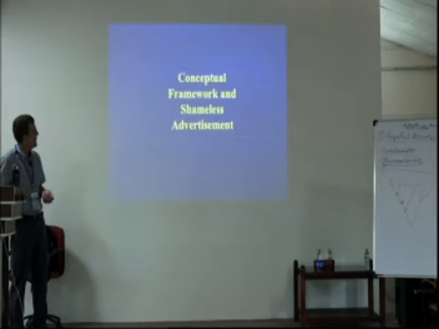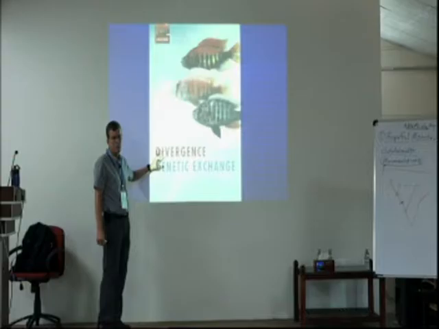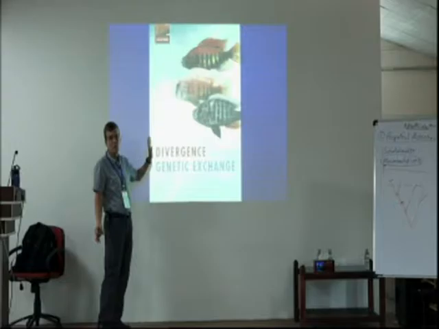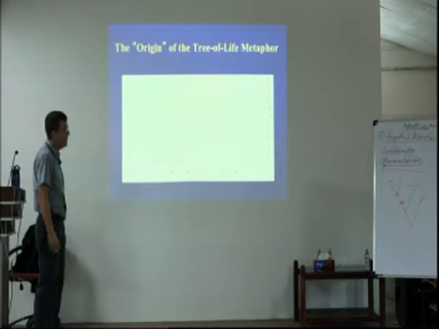But this is my conceptual framework and shameless advertisement again, and I'm not going to show you much of that because what we're talking about is whether divergence with genetic exchange can be very rapid. So can genetic exchange cause rapid evolutionary change? Biodiversification, adaptations, whatever it is. Okay. And so I mentioned to you that I would show you Darwin's one figure.